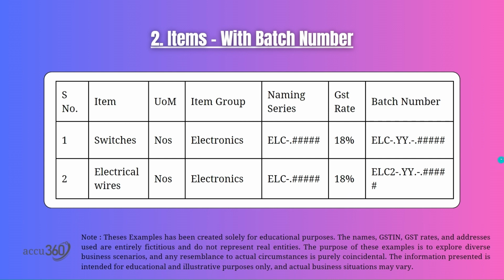Okay, then we have the batch numbers for both these items. Okay, like we have this batch number series. These are not the actual batch numbers, but these are the series of batch numbers which we will use to create or generate the batch numbers. Okay, now let's just go to the software and create these items.